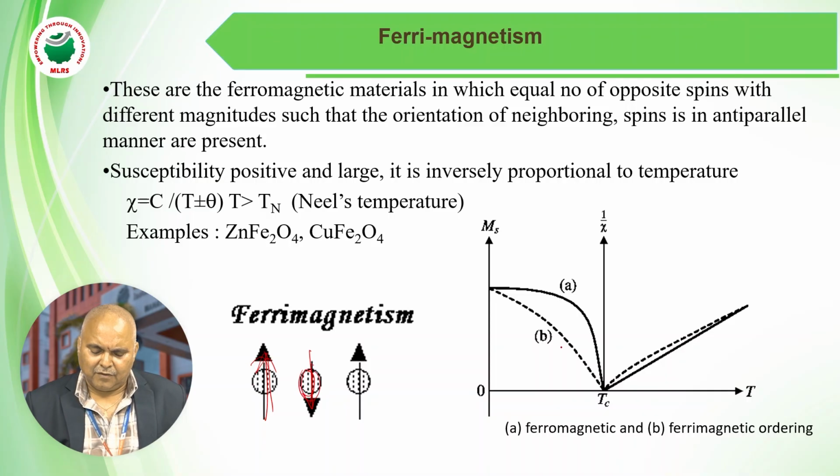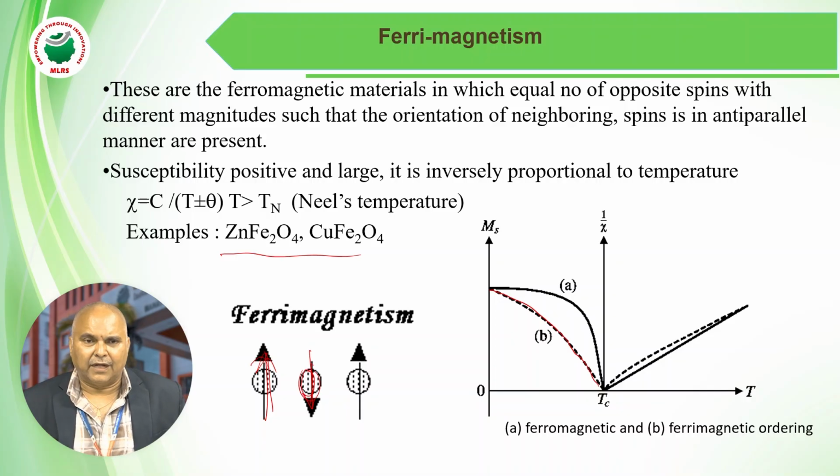You can see the curve. I will just redraw this curve. A is the ferromagnetic behavior and B is the ferrimagnetic behavior. You can see the value is decreased, but it is still high compared to paramagnetic or diamagnetic materials. So this value will be less compared to ferromagnetic behavior, and it is inversely proportional to temperature. The best examples are zinc iron oxide, copper iron oxide, and cadmium iron oxide. All these materials show ferrimagnetic behavior. This is the classification of magnetic materials.